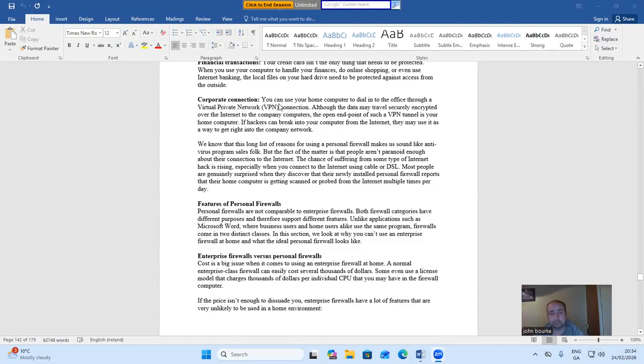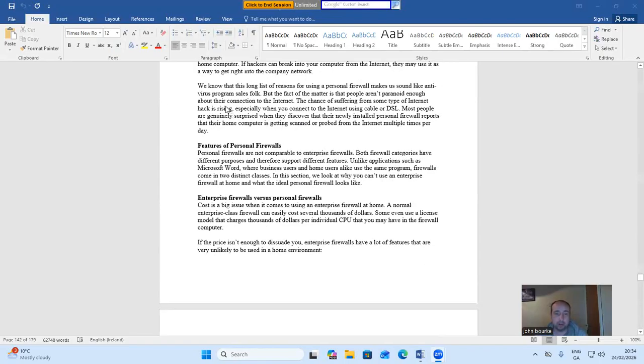Corporate connection. You can use your home computer to dial into the office through a virtual private network VPN connection, although the data may travel securely encrypted over the internet to the company's computers. The open endpoint of such a VPN tunnel is your home computer. If hackers can break into your computer from the internet, they may use it as a way to get right into the company network.